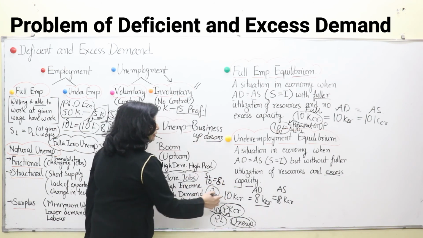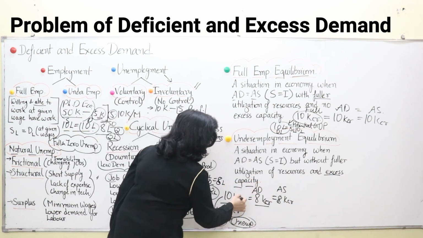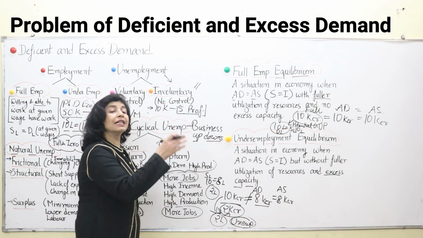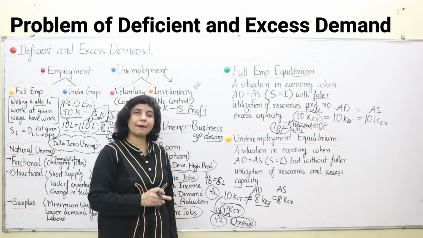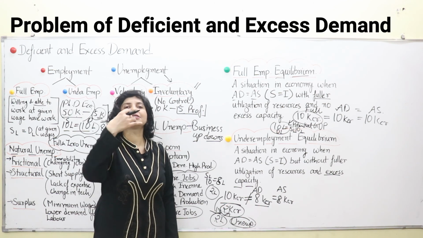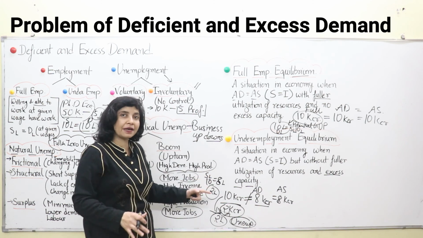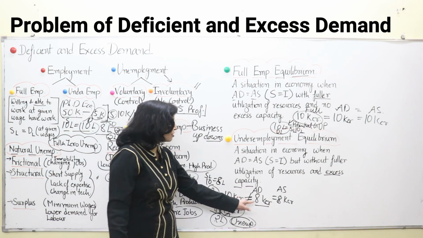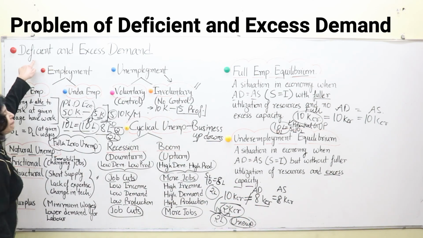Now this equilibrium is happening. Aggregate demand is equal to aggregate supply, but it is not equal to full employment. That means there is excess capacity of 2 lakh people, and excess capacity of resources in the economy that can be used to produce more goods and services worth rupees 2,000 crores. You can produce more, but you are not producing more. Why? Because there is lack of demand, and this is exactly the problem of deficient demand.